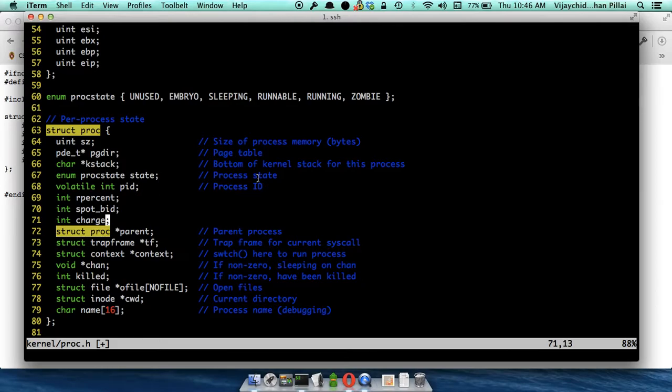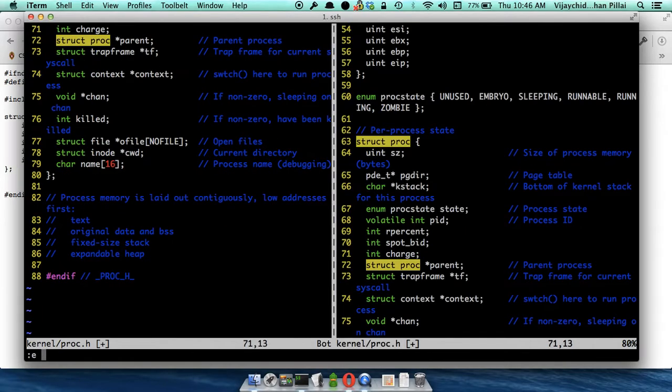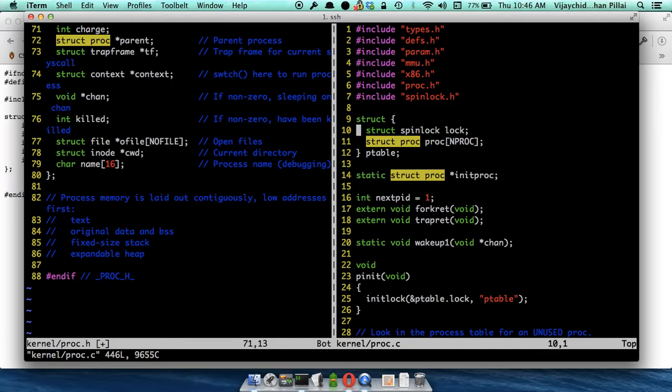Okay, and when you actually get the pinfo system call, what you do is you use the ptable. You should already know about the ptable. The ptable is actually holding all of the different processes in the system, right? So that's what we're currently using the ptable for.